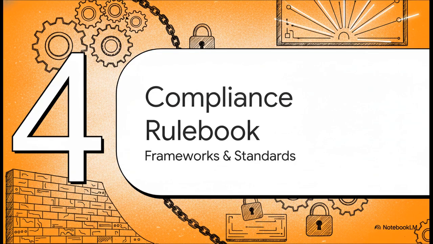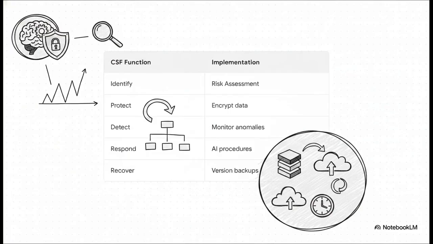Moving right along to Section 4, the Global Compliance Rulebook. Time to talk frameworks and standards. You know, the NIST cybersecurity framework is basically the gold standard for security, but applying it to AI requires some very specific, concrete changes. Take the recover phase, for instance. Under NIST, recovery planning now means you must maintain AI model version backups and rollback procedures.